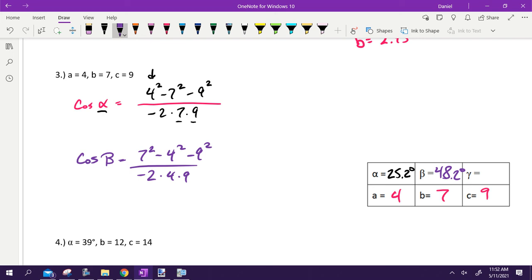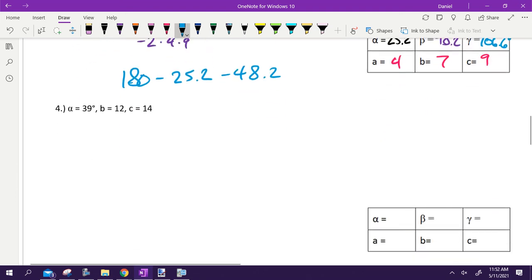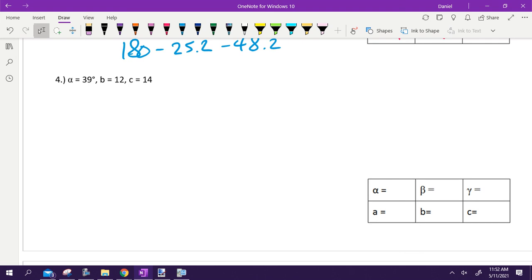What would I do to find my last angle? 180 minus 25.2 minus 48.2. Okay, just a matter of setting it up and doing it. I get my third angle is 106.6 degrees. Again, when it's written like this, I really like to check. Biggest angle across from the biggest side, smallest angle across from the smallest side, then you're probably doing it correctly. Questions on 3? Let's try again on 4.